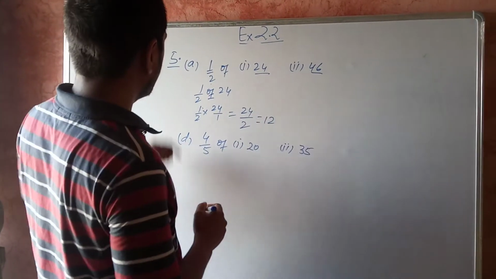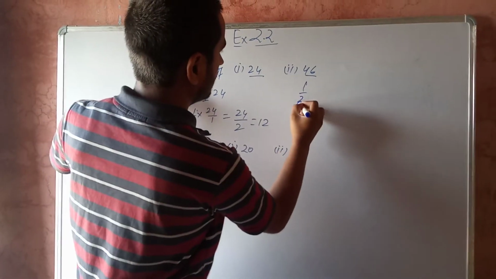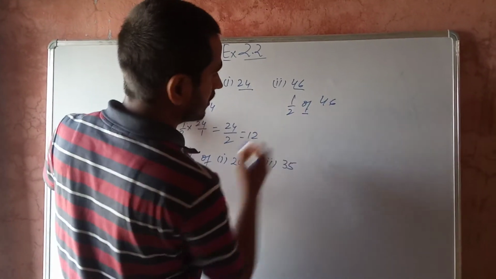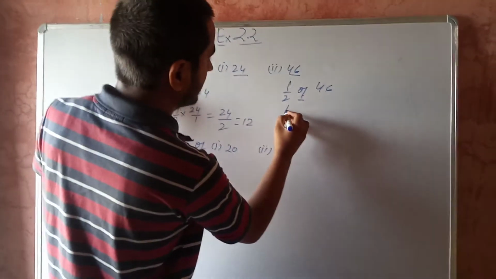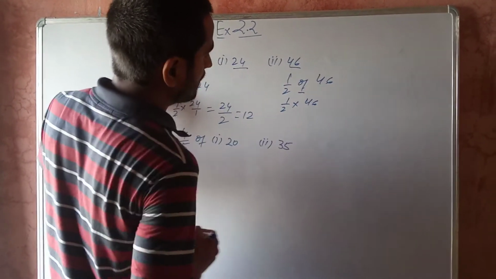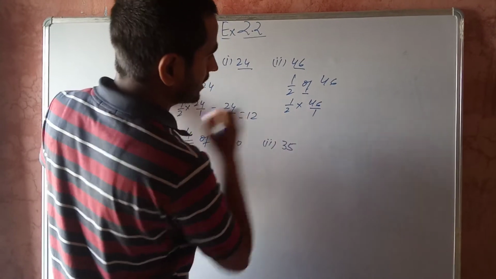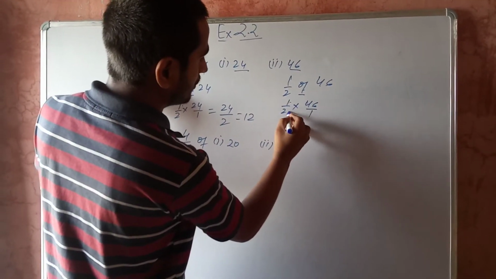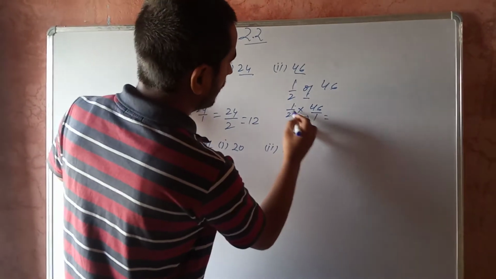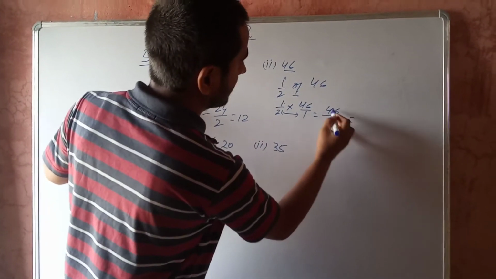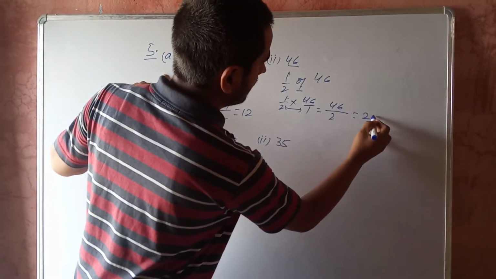Now we will solve half of this 46. Okay, again we will convert this "of" into multiplied. So I write here 1 by 2 into 46. Okay, this 46 can be written as 46 by 1. Okay, now we will multiply numerator with numerator and denominator with denominator. Okay, 1 into 46 is equal to 46 by 2 into 1, 2. On dividing 46 by 2 we get 23.